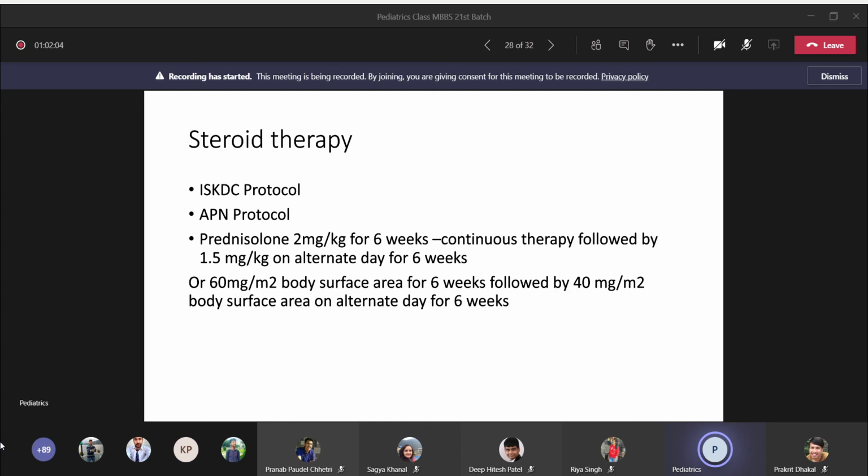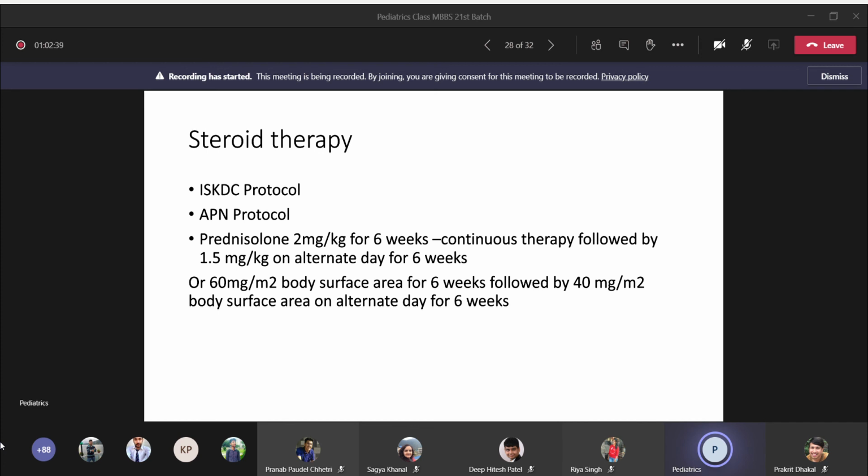Now come to the specific treatment. Means you have to give the corticosteroids, steroids. It is the most important treatment for nephrotic syndrome. And I have already told that there are two protocols. One is ISKDC and one is APN. ISKDC is International Society of Kidney Disease, okay, and APN is the German protocol.